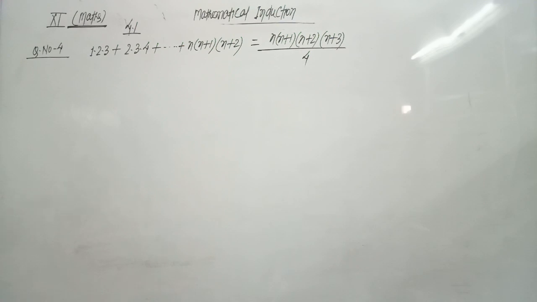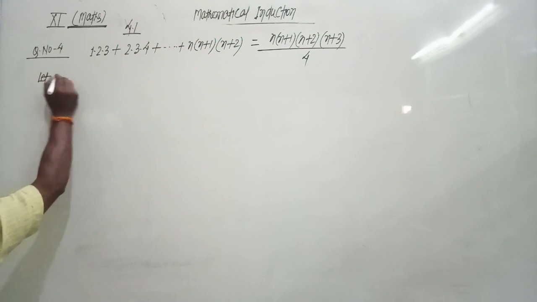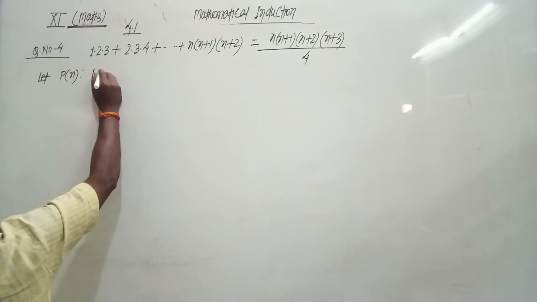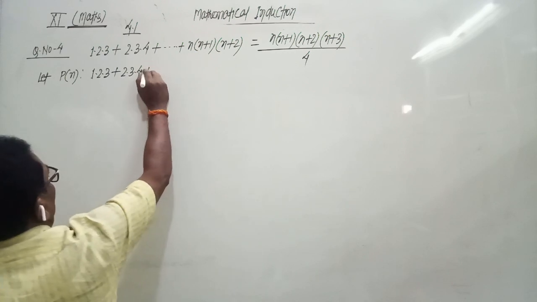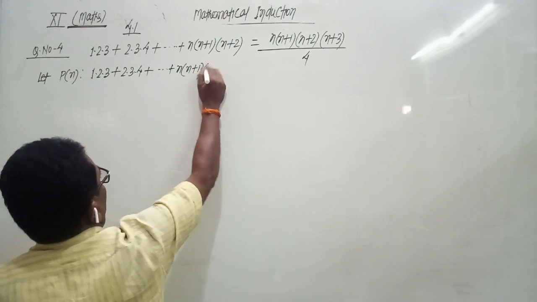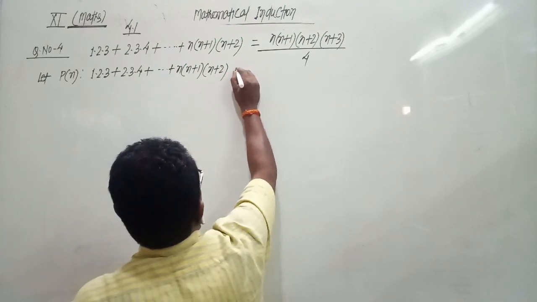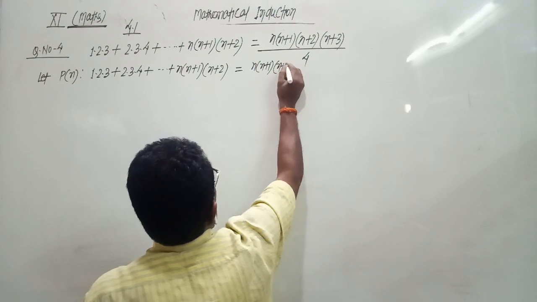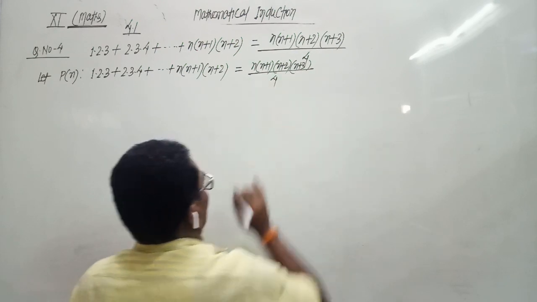So for the first step, first we write let Pn be such that 1 into 2 into 3 plus 2 into 3 into 4 plus ... n into n plus 1 into n plus 2, the last term, which is equals to n into n plus 1 into n plus 2 into n plus 3 upon 4.